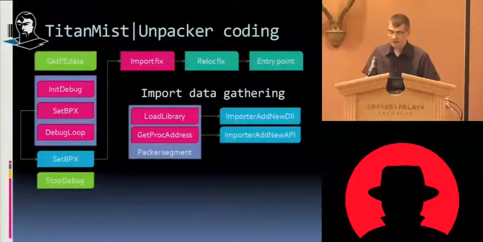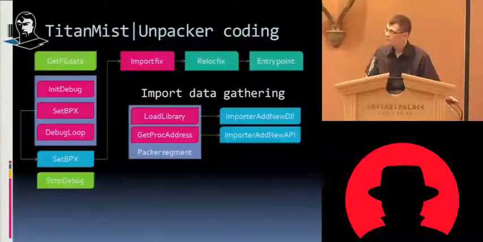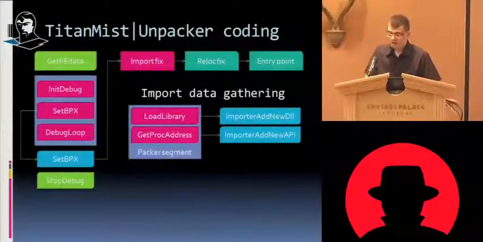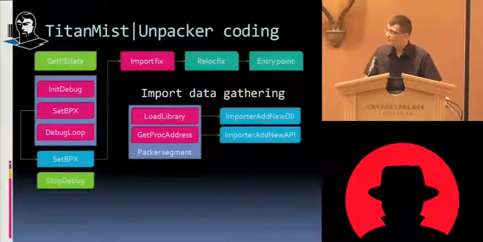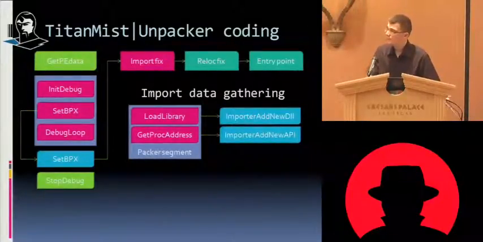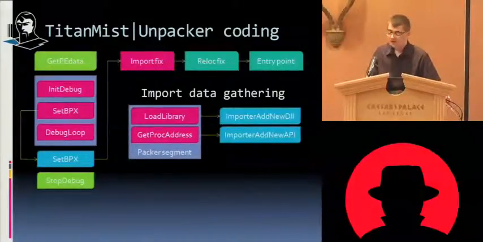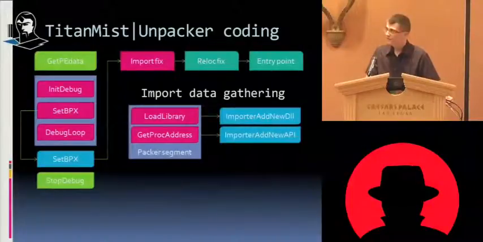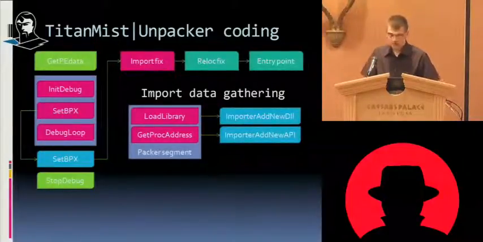So for import data gathering, you would place a breakpoint on the pieces of code inside the packer which calls LoadLibrary to load new dynamic link libraries needed by the packed file. Once you are there, you collect the data, and that's just the string, the name of the dynamic link library which is being loaded. That information is passed to the Titan engine, its importer module, which uses that to reconstruct the import table later. The same goes for GetProcAddress, which is the function inside Windows which finds the functions inside the loaded libraries. That information as well is passed to the Titan engine, which at the entry point, at the final point of unpacking the file, reconstructs everything by using the data you collected.